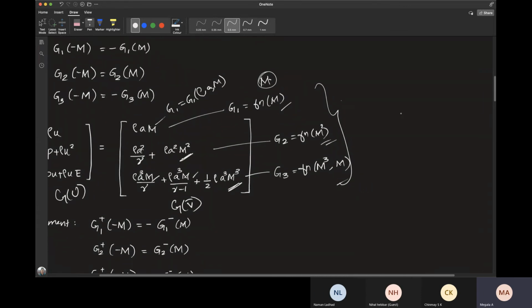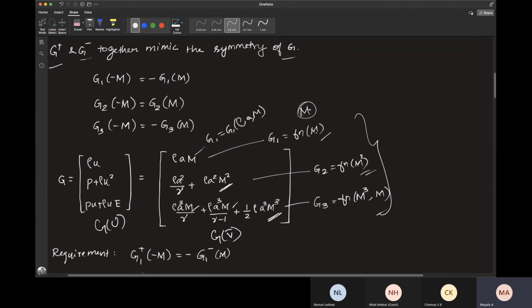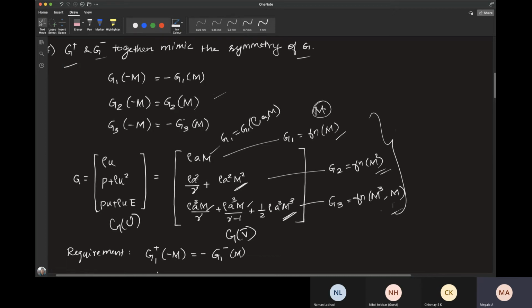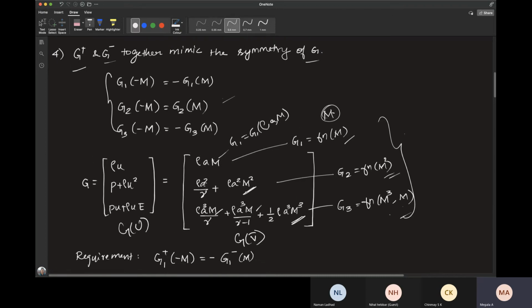Now from this we can see that since G1 is a function of M, G1 of minus M will give us minus G1 of M. And since G2 is a function of M squared, G2 of minus M will give us G2 of M. This is an even function. And since G3 is a function of M cube and M, both are odd, G3 of minus M will give us minus G3 of M. So these are some observations from the form of G.